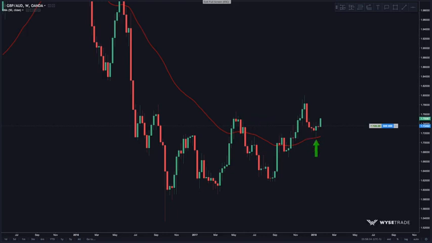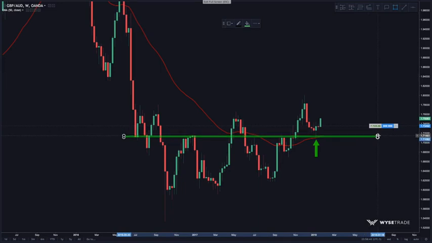Look at this beautiful long wick green candle rejecting weekly support and the 50 EMA. We are also trading with the trend, which is a huge advantage. So let's jump to the daily to confirm this bullish price action.